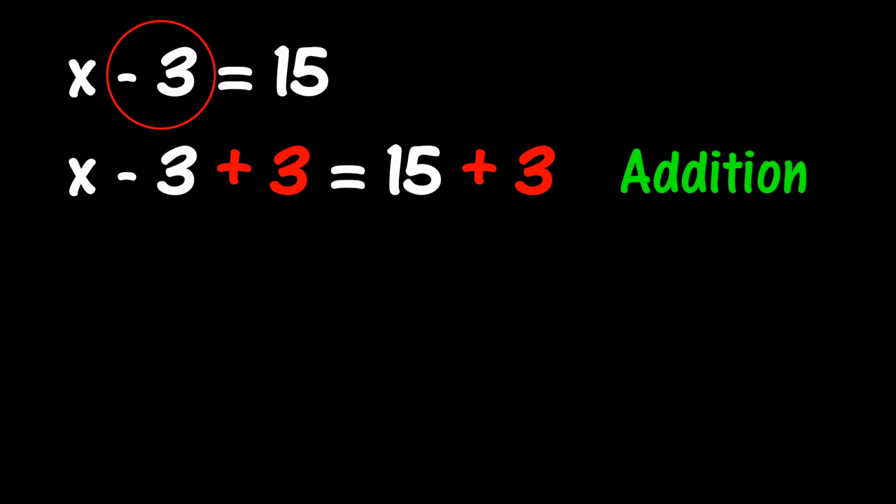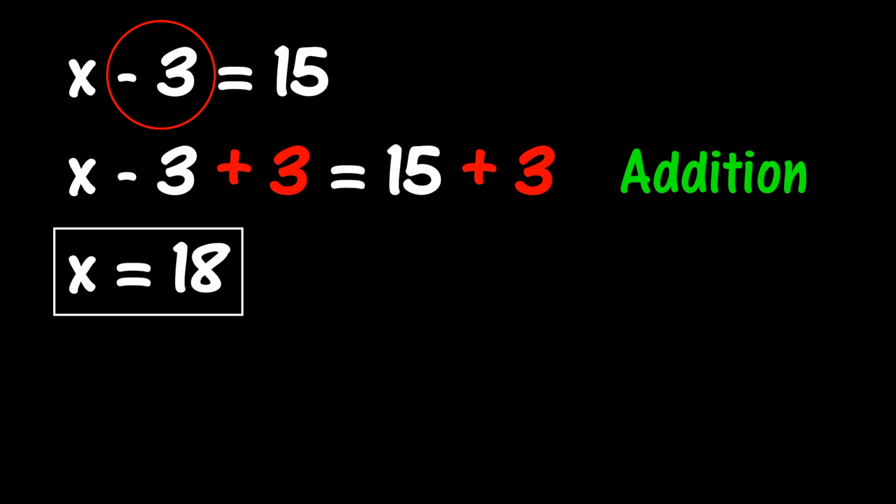Minus 3 plus 3 equals 0. So, the 3's on the left-hand side of the equal sign cancel each other out. On the right-hand side, we have 15 plus 3, which equals 18. So, our answer is x equals 18.